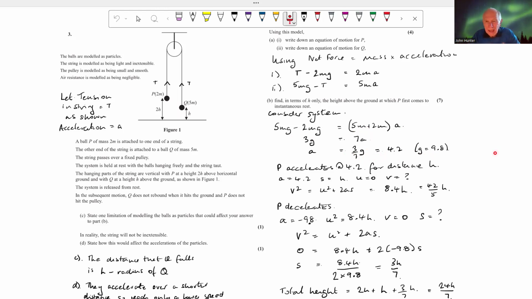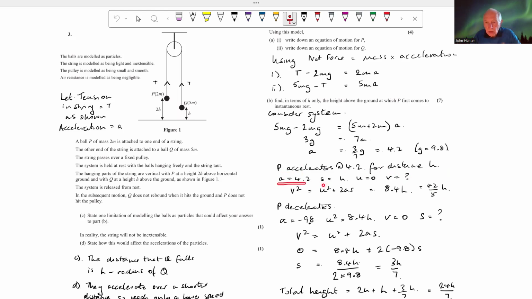So if we know the acceleration, we can now work out the velocity at which it is traveling when P is traveling upwards when Q hits the deck. Okay, well, it's obviously the velocity of Q as well, but it's P that we're interested in. So P accelerates at 4.2 meters per second squared for a distance of h. So what have we got?